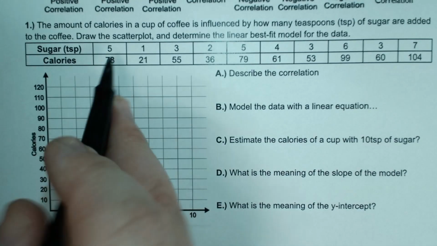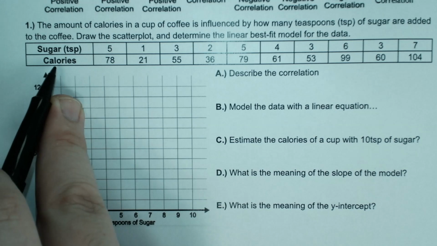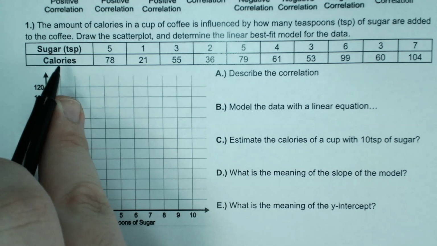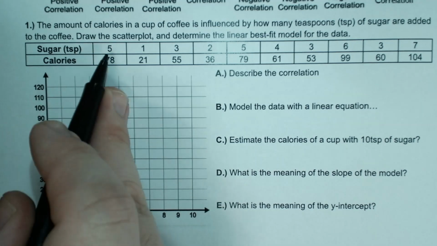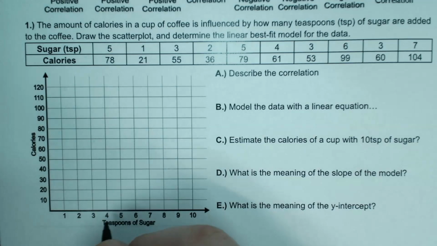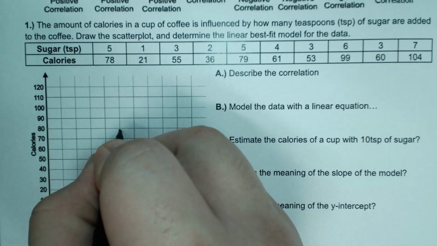These are relating the number of teaspoons of sugar that are added to a cup of coffee and the overall calories in that cup of coffee. Everybody with me? So, a cup of coffee that had 5 teaspoons of sugar looks like it has 78 calories. So 5, 78 would be right here just below the 80.